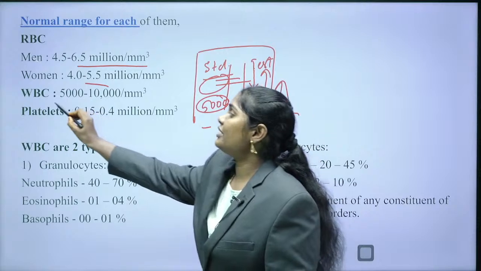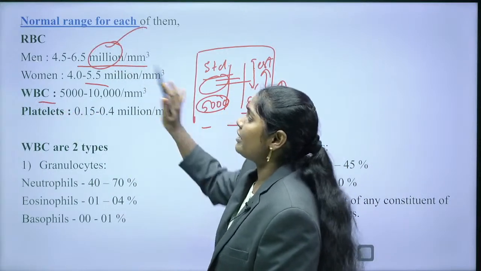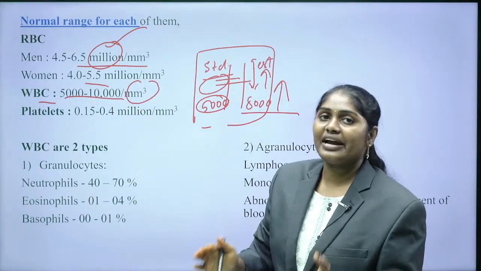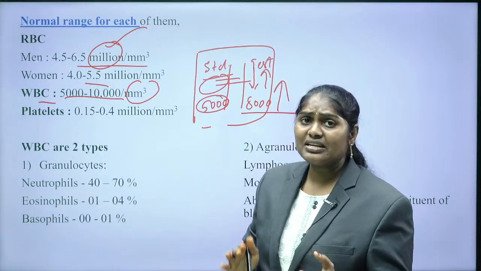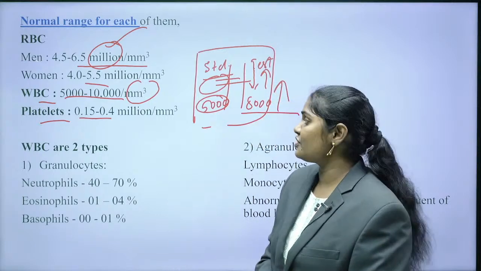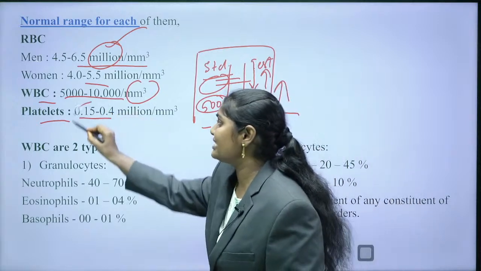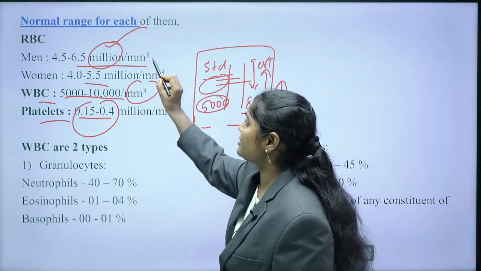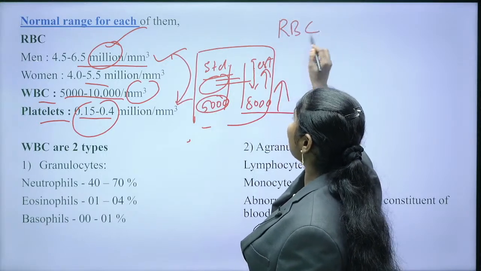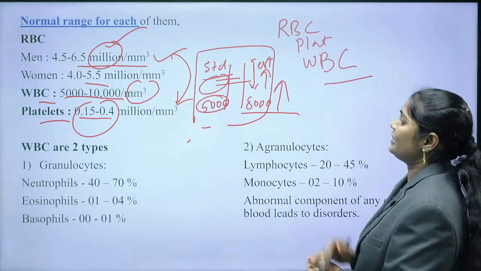Okay, so coming to the WBC, this is also per mm cube, but the number is very small, only 5,000 to 10,000. So coming to the platelets, it is 0.15 to 0.4 million per mm cube. Okay, it is also very less in number compared to RBC. So first you have more RBC, and then platelets, and then WBC.